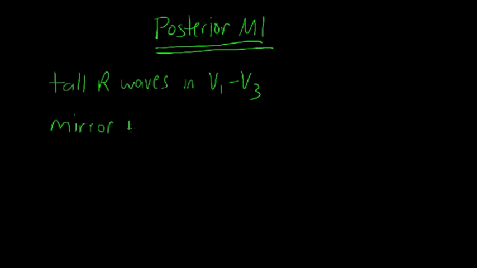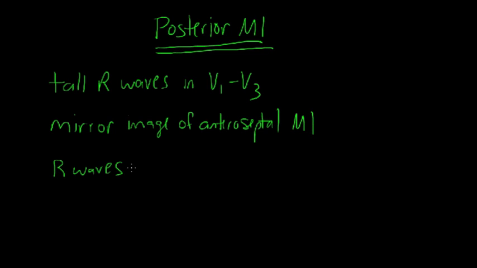Does one normally get an R wave in V1? Yes, that is the septum being depolarized from left to right. Remember, the septum is depolarized before the ventricles, so it appears early in the QRS complex. In posterior MI, the R waves in V1 to V3 appear much larger and wider. And why is that?